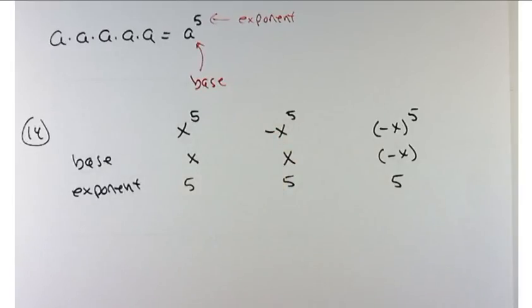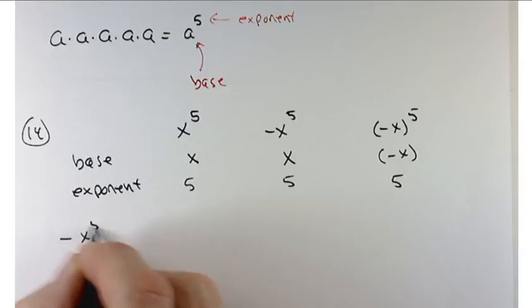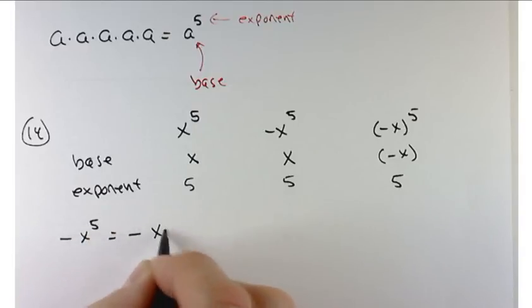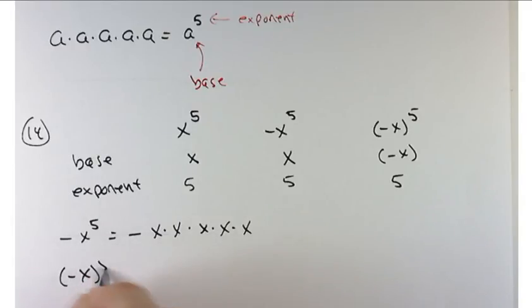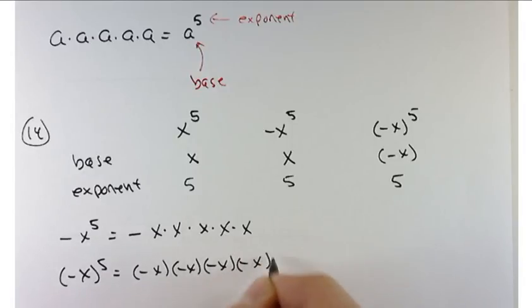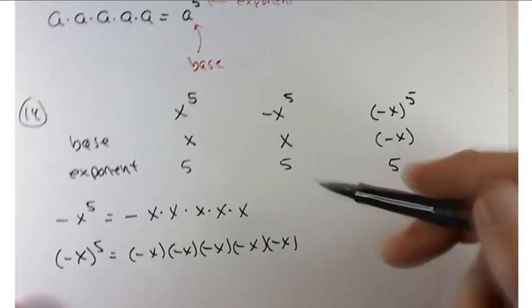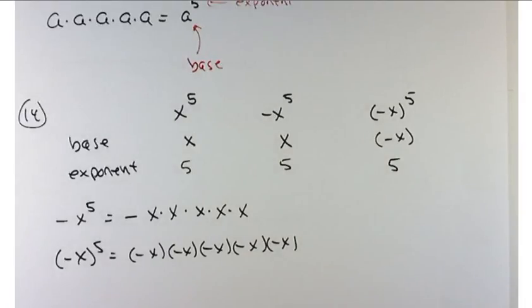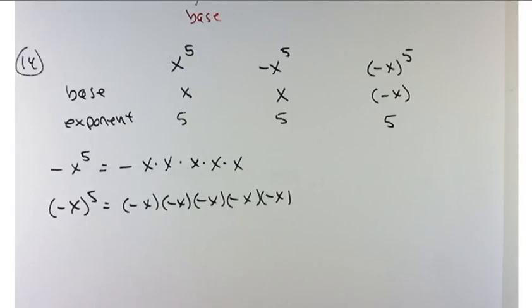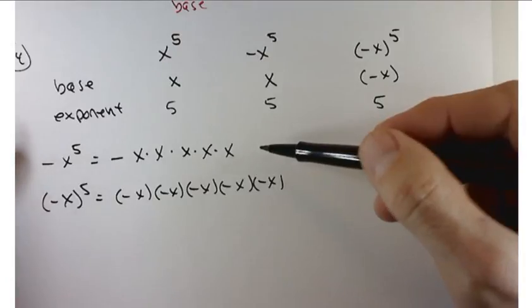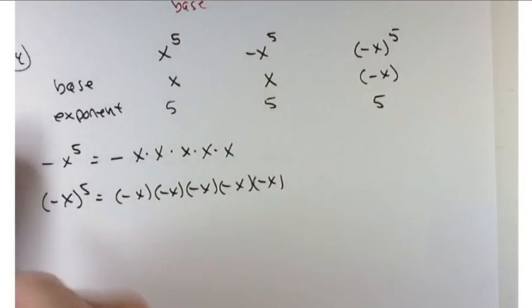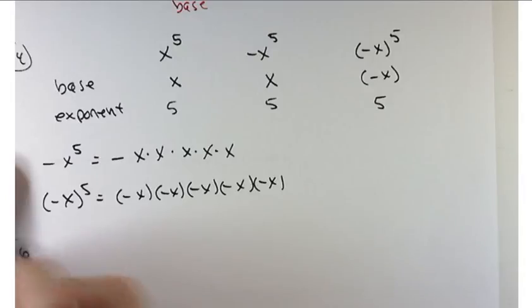And the difference is here. So negative x to the 5th, that's the negative of x multiplied by itself 5 times. Whereas negative x to the 5th is negative x times negative x times negative x times negative x, etc. So they mean different things. And the purpose of this early few examples is to make sure you can distinguish between this case and this case. Let's try another one like that. It's problem number 16. Same kind of thing.